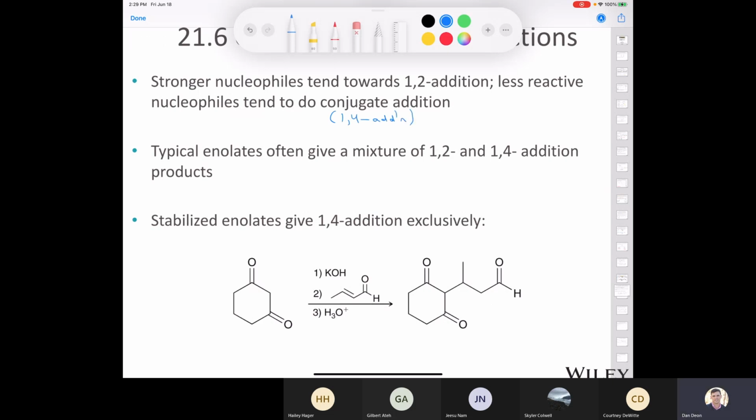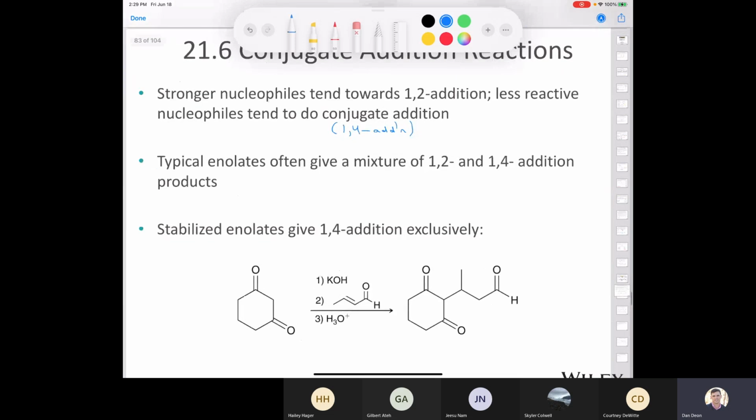All right. So if we have a typical enolate, in that case, we're normally going to get a mixture of 1,2 and 1,4 addition. I'll tell you right now, in Chemistry 3111, we try to avoid mixtures when we can, okay? Nobody wants to get a mixture in organic chemistry. They can be pretty frustrating.